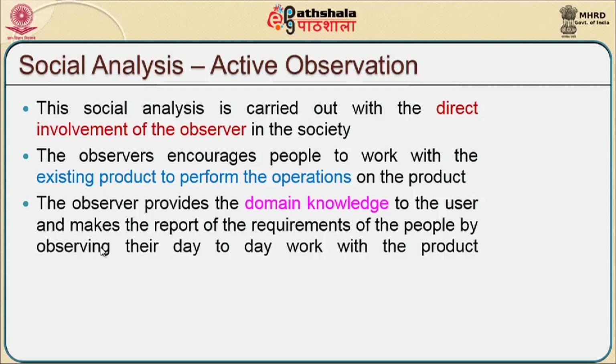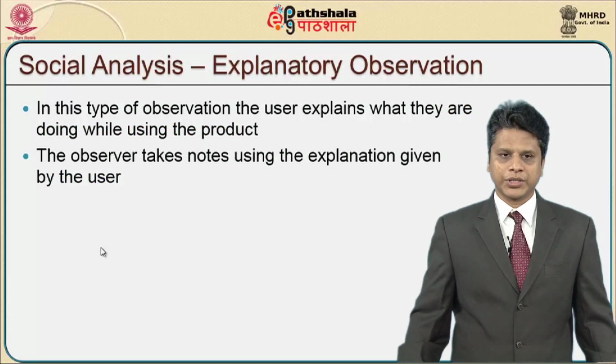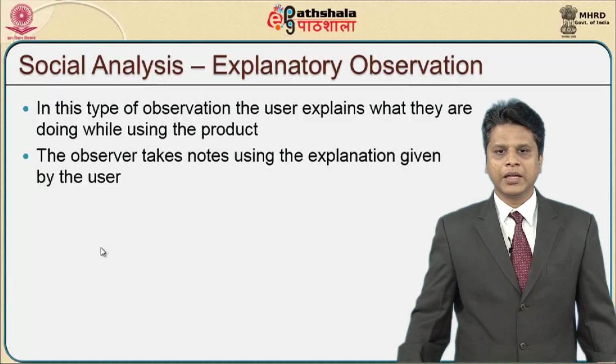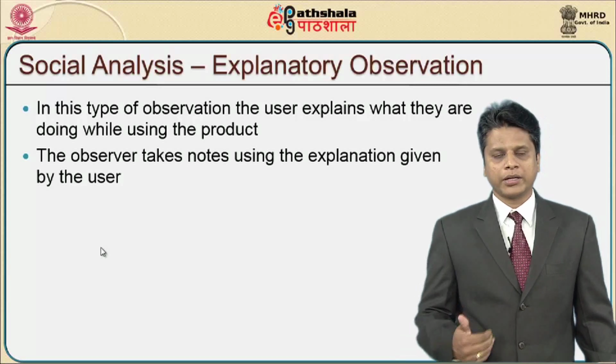In active observation, the social analysis is carried out with the direct involvement of the observer in the society. The observers encourage people to work with the existing product to perform operations on the product. The observer provides the domain knowledge to the user and makes the report of the requirements of the people by observing their day-to-day work with the product. Explanatory observation is the third type of social analysis. In this type of observation, the user explains what they are doing while using the product.